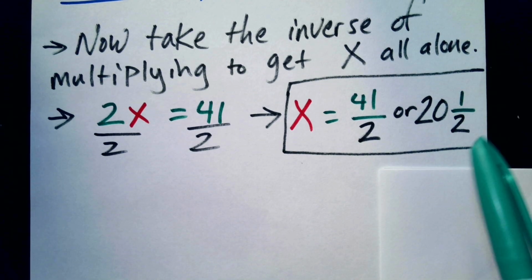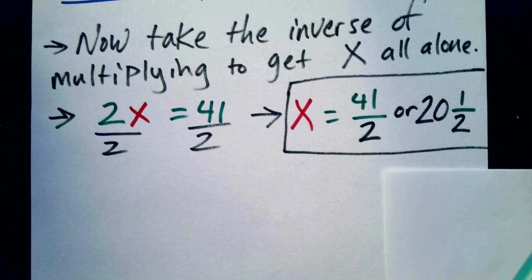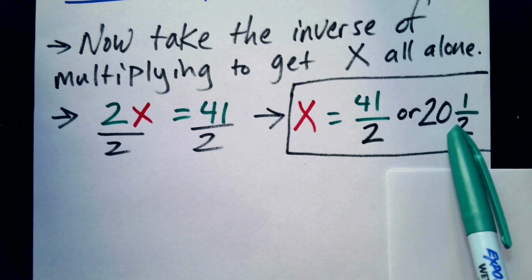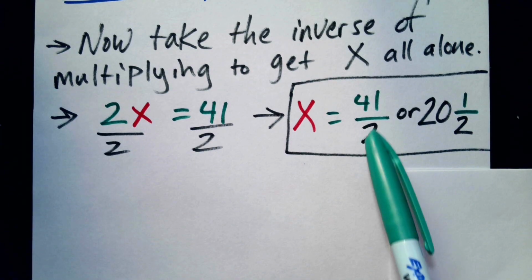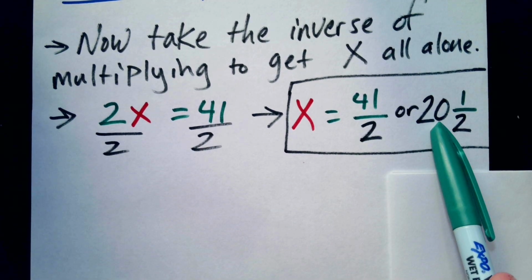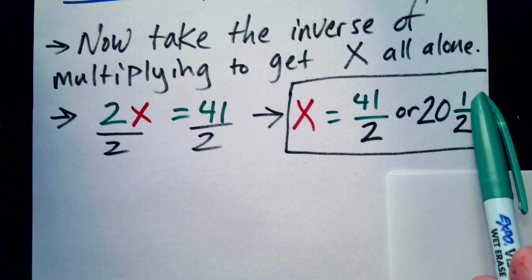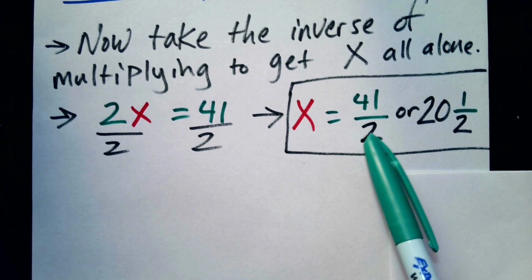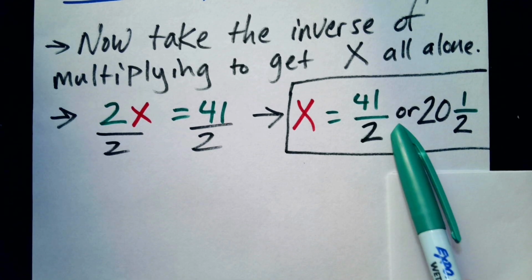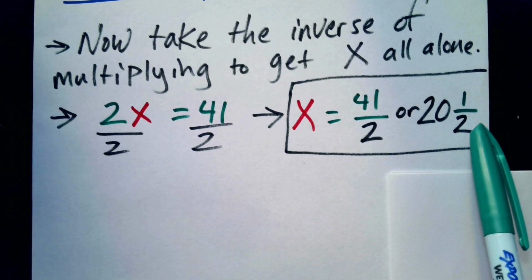I'll quickly do this verbally, but I have created a video to show you how to convert an improper fraction to a mixed number. So 41 divided by 2: 2 goes into 41 20 times. There is a remainder of 1 over the original denominator 2. So 41 over 2 is equal to 20 and 1/2.